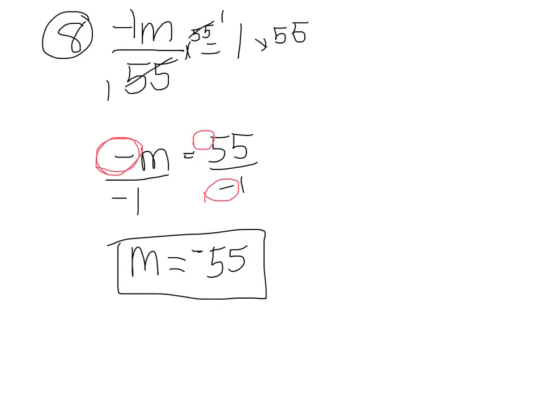Please, please, please pay very close attention to this, you guys. It's going to be very easy to say, okay, I got m by itself, but don't forget to bring down our negative sign that's in front of the m. That is very important because you would have told me the answer is m equals 55, but that's not true. M equals negative 55, so pay very close attention to that.